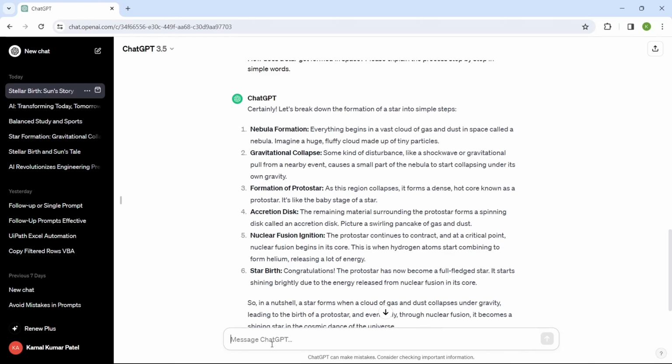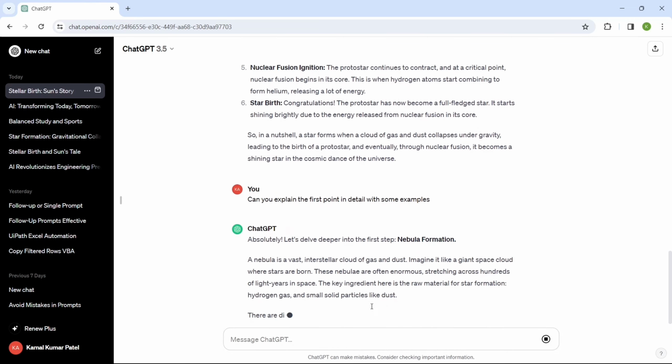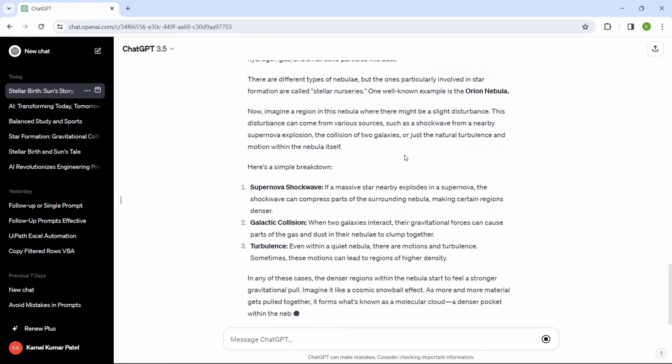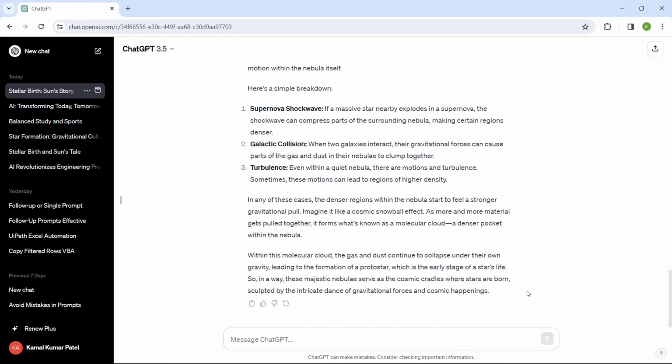Now let's say I want to understand this nebula formation in more detail. So I can ask, can you explain the first point in detail with some examples? And let's see what it says. And it has responded with what nebula formation is in detail and also a breakdown of this process. So in that way, you have to make simple prompts, very focused and to the point, and you should give follow-up prompts.